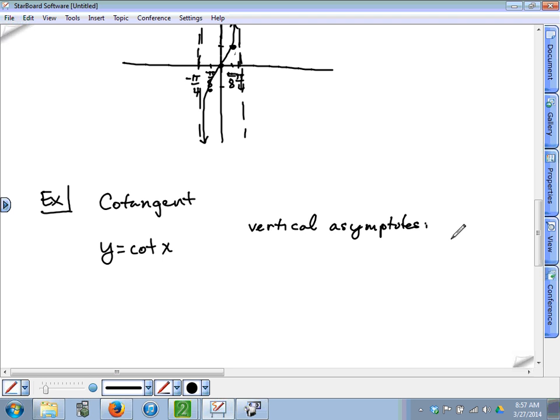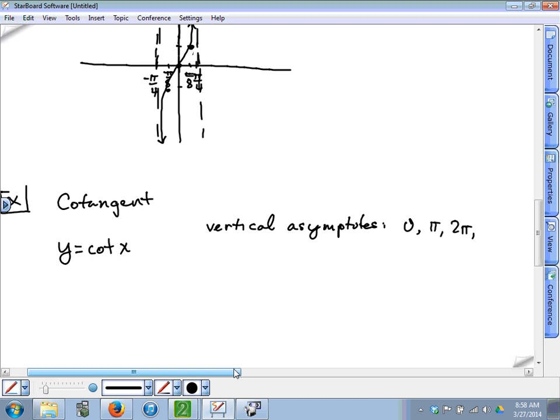Two pi and pi, I would agree with you, but we're missing one important one. 0. We have one at 0, we have one at pi, we have another one at 2 pi. Where else would we have vertical asymptotes? Negative pi, negative 2 pi. What about negative 0?